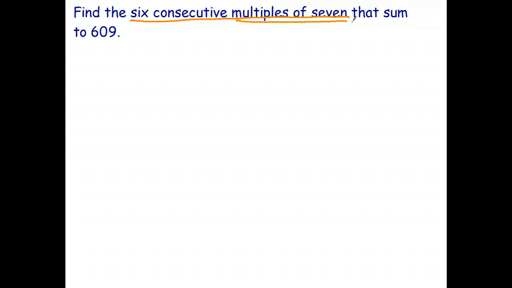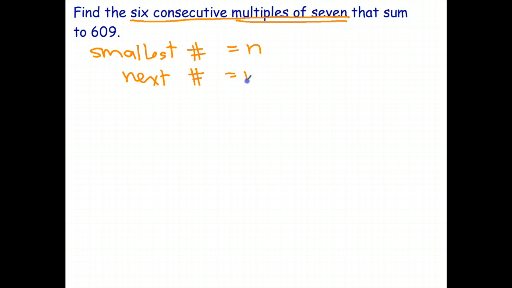Okay, let's go through this fairly quickly. It's much the same as the last one. Once again, I prefer to, here's my symbol for number, by the way, when I get a bit lazy. Smallest number equals n. Next number. Now, they're multiples of 7. Each of those numbers is 7 more than the previous one. And then the third number, n plus 14. The fourth number, n plus 21.